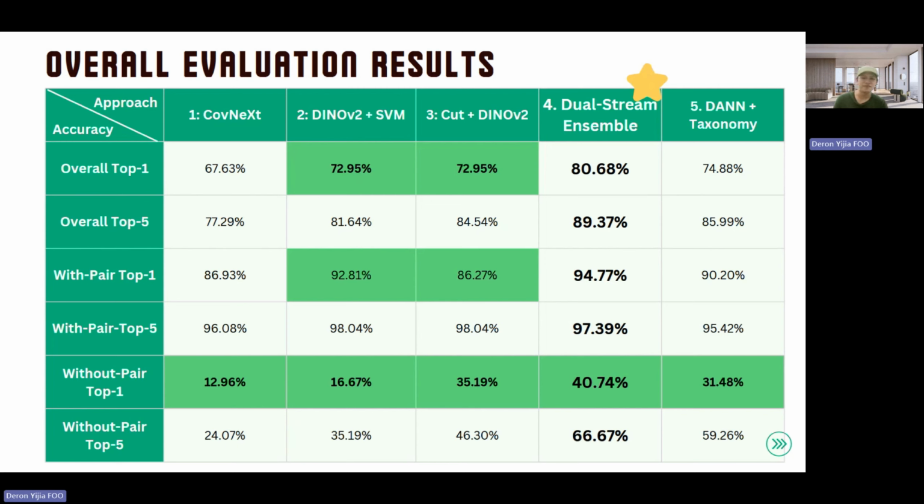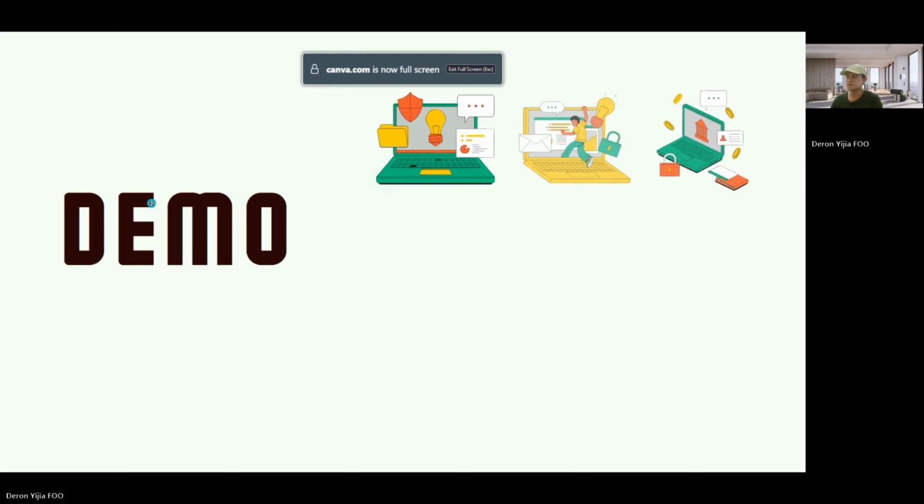It was the only approach that gave us the best of both worlds. It better addresses the domain gap without heavily sacrificing the accuracy on the paired ones. So with the best model selected, let's see how it works on our GUI.